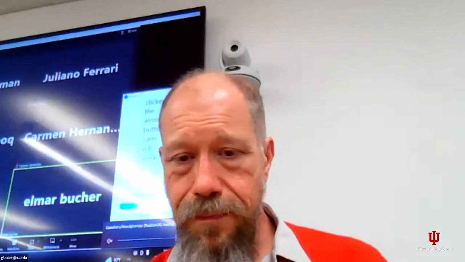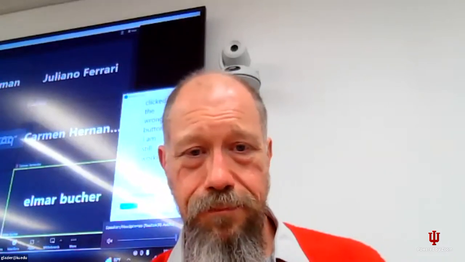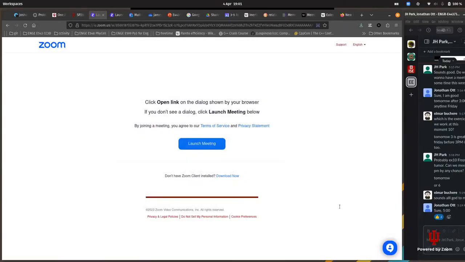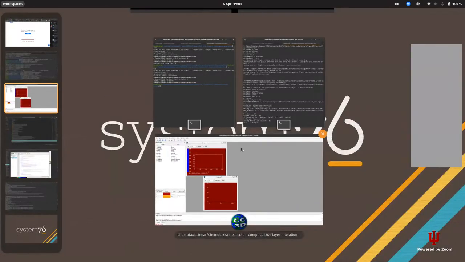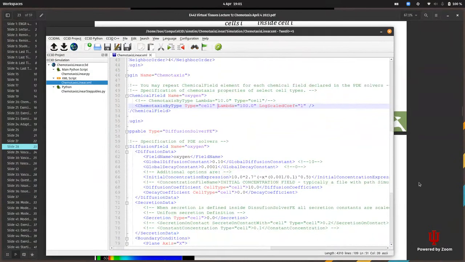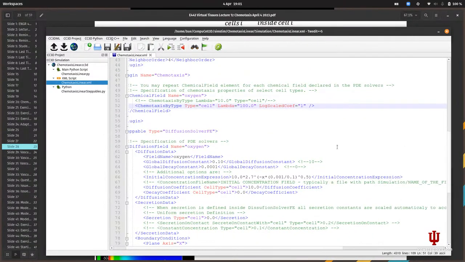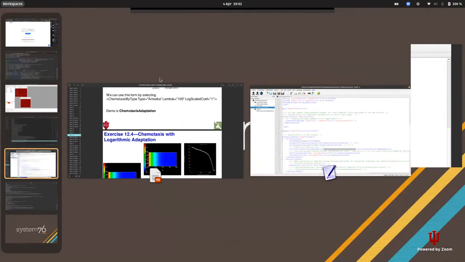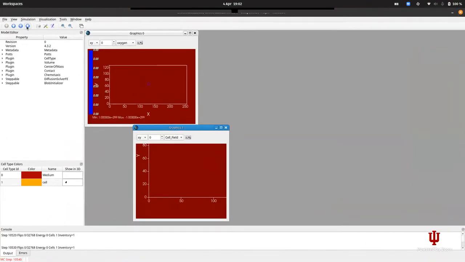Okay, hope you can hear me. Yeah, so my screen is here. Now it works. So my problem is, I have done this setting and I think I have a mistake somewhere in my code. So at the moment, this would be my initial condition. When I save it and run it, then I have zero. It's just zero concentration of oxygen.